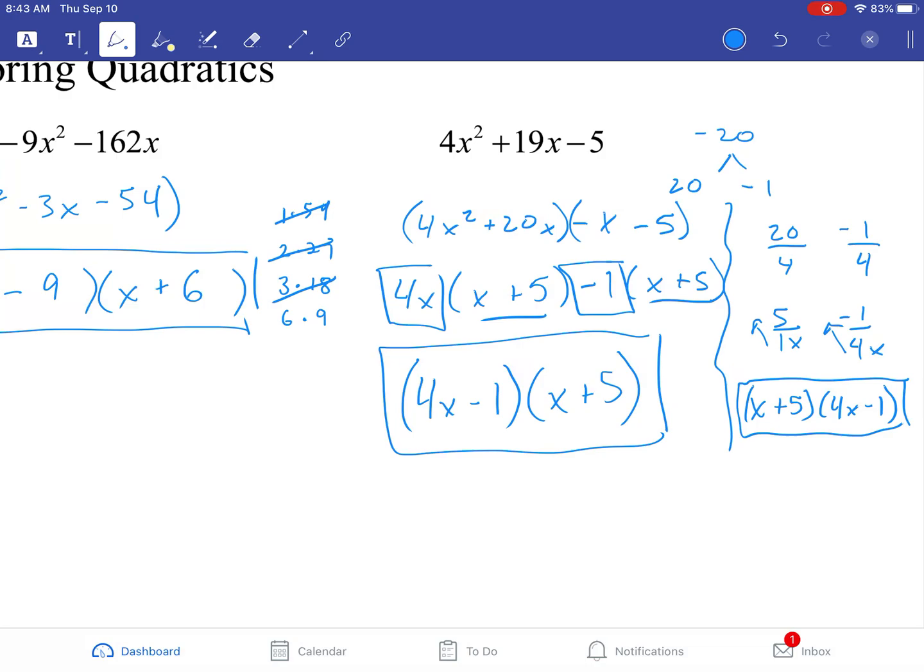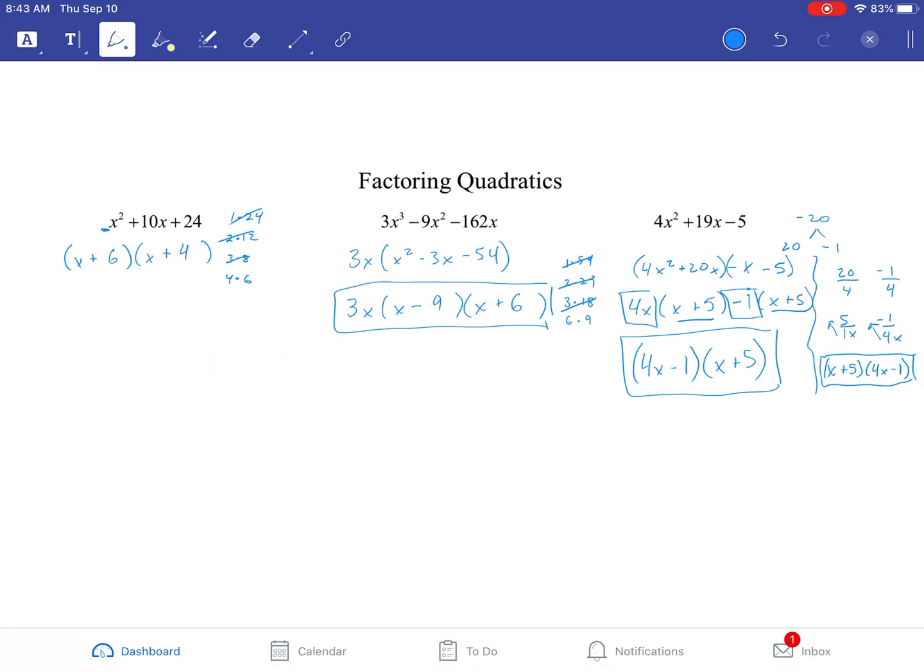Okay, so those are how to factor some quadratic expressions. Hopefully this helped you out, and good luck.